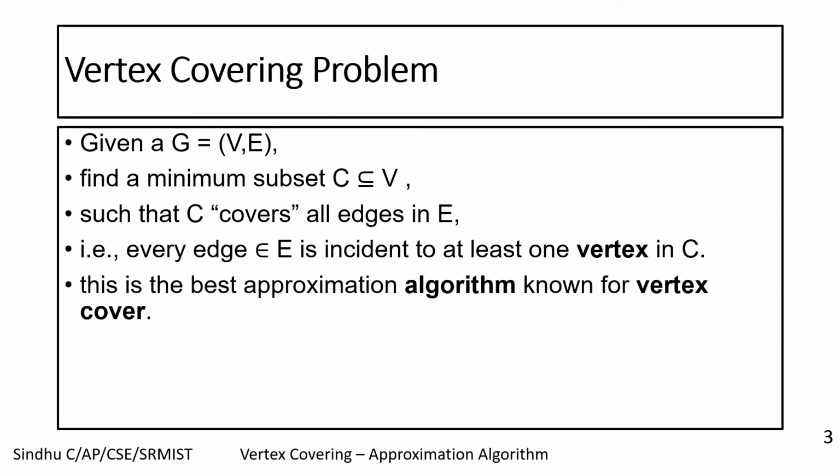The vertex covering problem. So the scenario is a graph which has V number of vertices and E number of edges. So the problem is to find a minimum subset C, which is contained in V, such that C covers all the edges in E, and this is one of the best approximation algorithms known for vertex cover. So let us see it with a diagram.